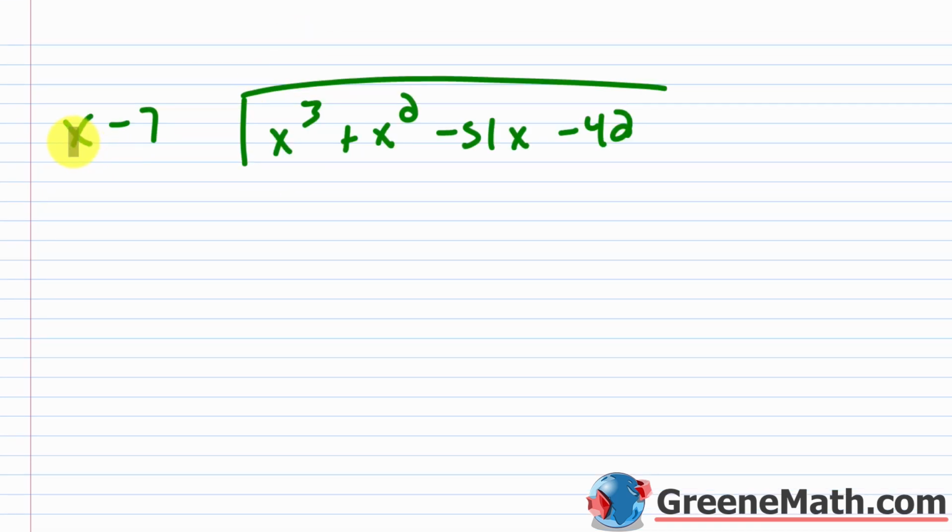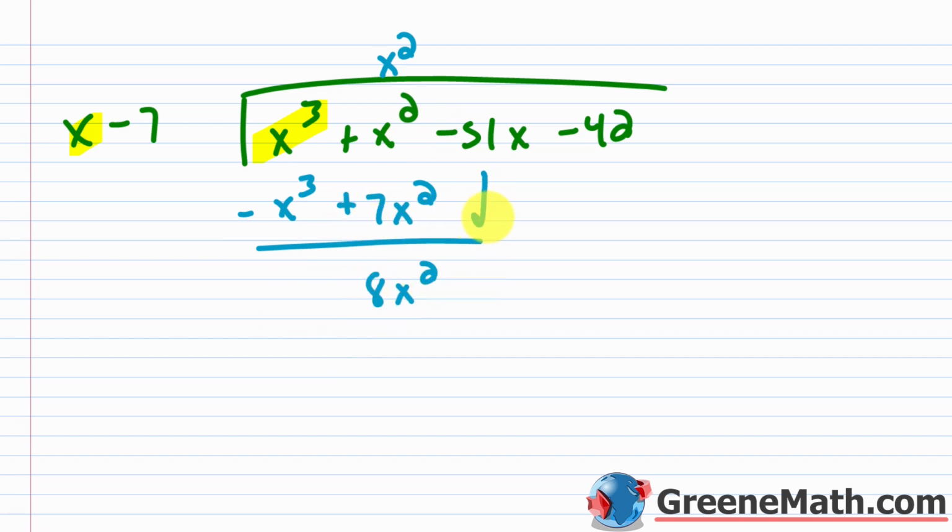Okay, so we want to go leading term into leading term. x cubed divided by x is x squared. So let's put x squared right here. Let's multiply x squared times x is x cubed, and then x squared times negative 7 is minus 7x squared. I'm going to change this to minus and this to plus, and we're going to combine like terms. This is 0. x squared plus 7x squared is 8x squared. Bring down this guy, so negative 51x. And then we're going to go, let me erase this.